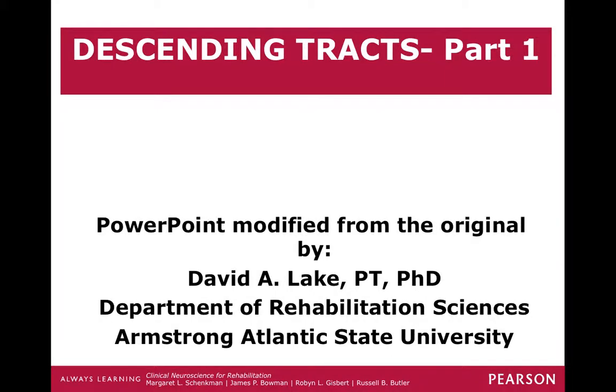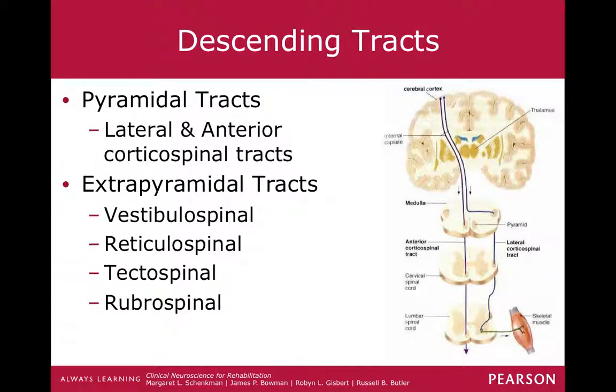About the descending tracts. Typically, the descending tracts are divided into the pyramidal tracts, which are the lateral and anterior cortical spinal tracts, and the extrapyramidal tracts, which are the two vestibular, two reticulospinal, tectospinal, and rubrospinal. This is somewhat of an arbitrary differentiation because you'll see that they all pretty much work during voluntary motor activities and some involuntary motor activities as well. But this is a typical clinical differentiation.